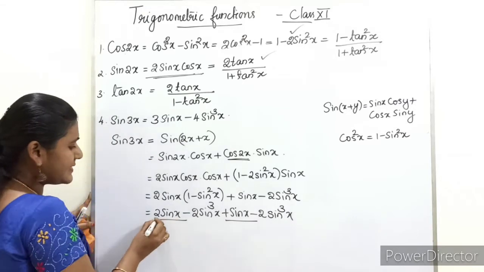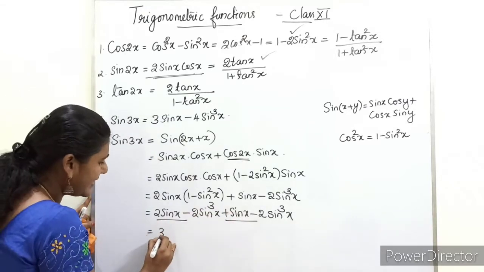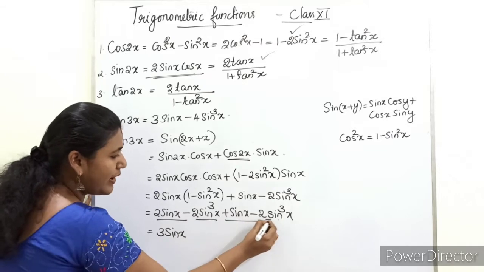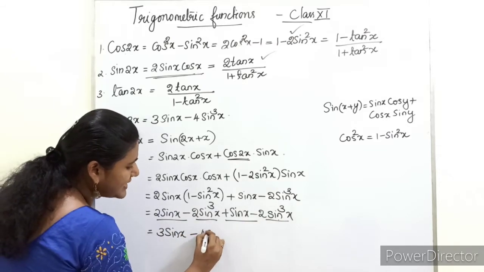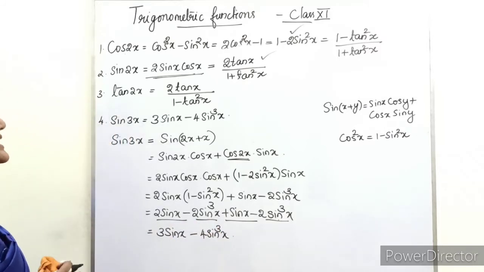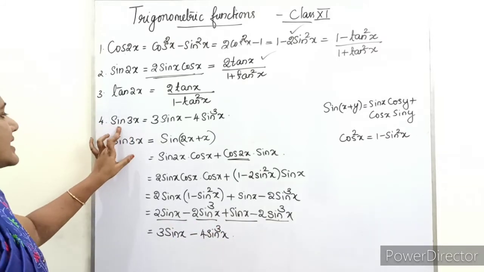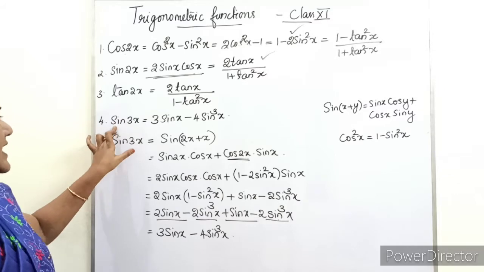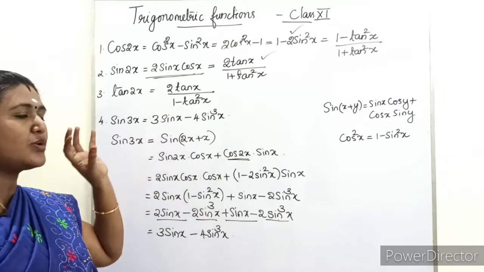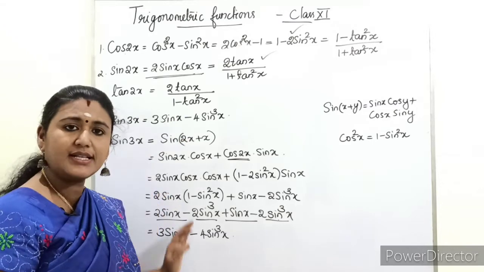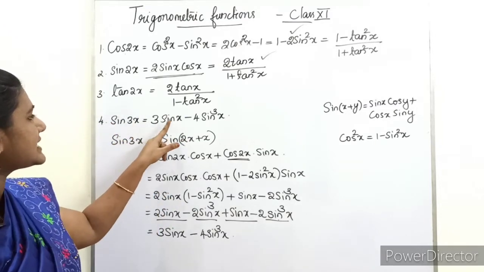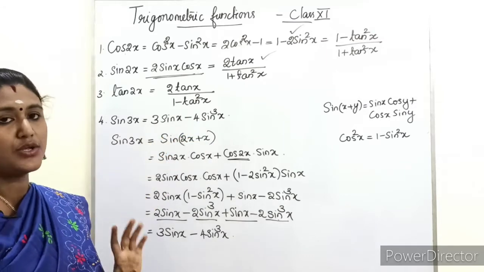Now we will simplify. Here the sin x terms we can add, so you will get 3 sin x, and for the sin cube terms, when you add these two you will get minus 4 sin cube x. So this is the formula for sin 3x. Sin 3x is equal to 3 sin x minus 4 sin cube x. So you have to find some pattern to remember these formulas.